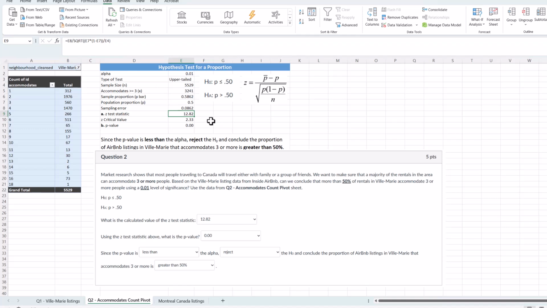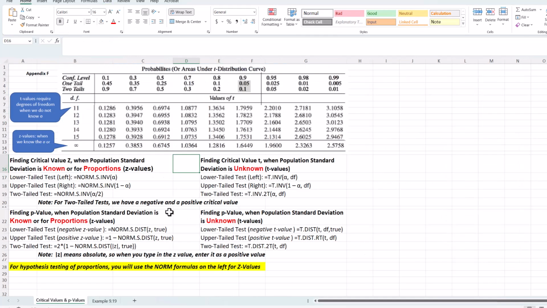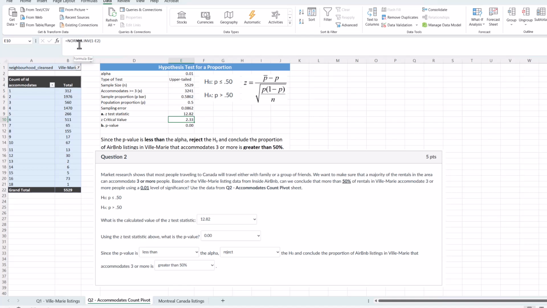If we were using the critical value approach, we would need to calculate the z critical value. So I'm going to go to the chapter 9 resources now. Working with proportions, we know we're going to be finding the critical z value, and this is an upper tail test, so we're going to use this formula here. We do NORM.S.INV of 1 minus alpha, and we get a z critical value of 2.33. Now we know if the z-test statistic is greater than the z critical value, we're going to reject the null hypothesis. But let's see what the p-value approach tells us.